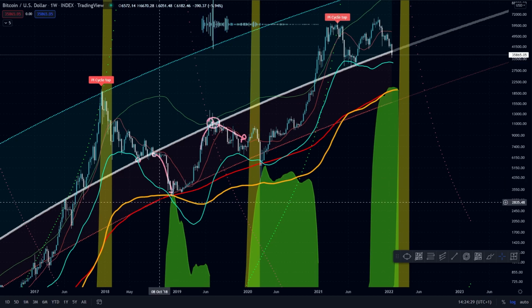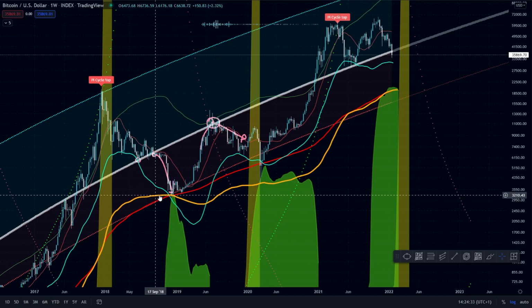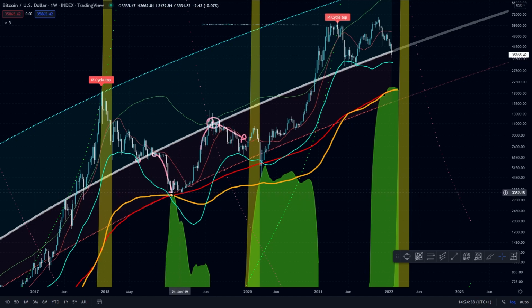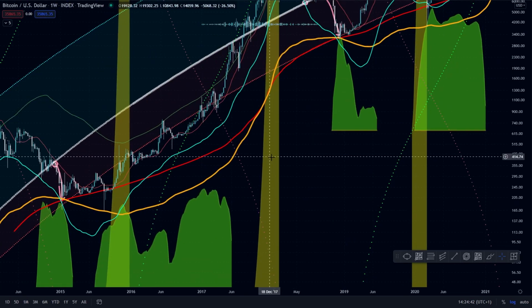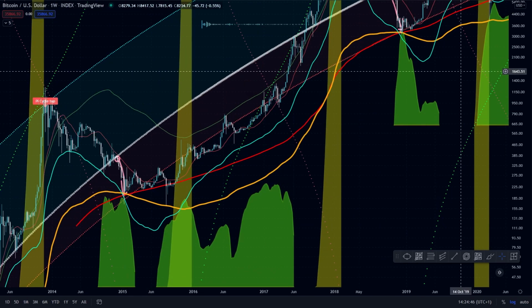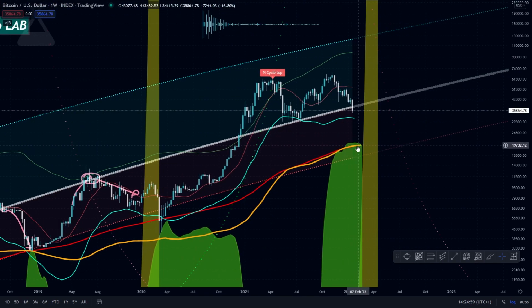So we know that here we have a confluence area between the golden line, the ground line, and the 200 moving average, and it was the bottom of Bitcoin. Here it was the same thing. So that's why we need to pay attention to this current confluence area.